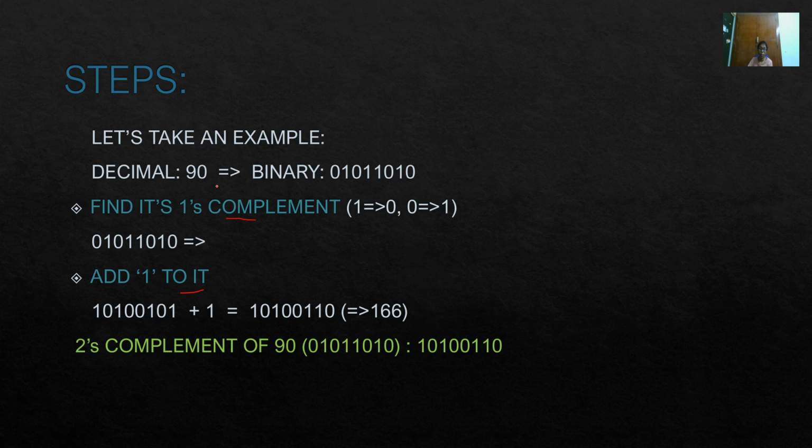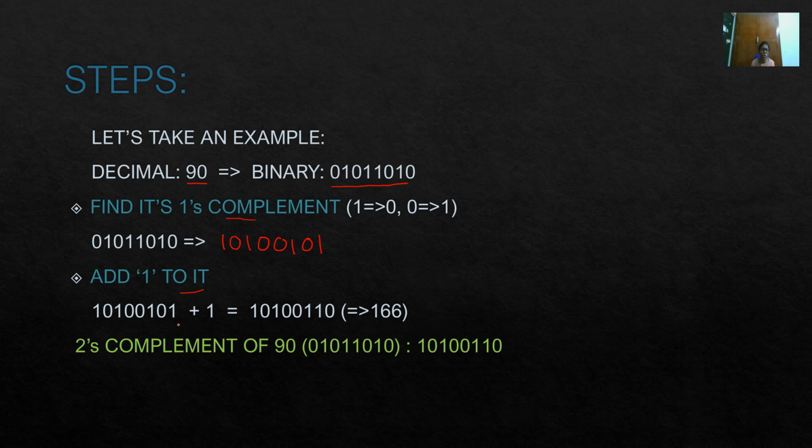Let me explain with an example. Let's take a number 19 and its binary form is 01011010. So the first step is finding its ones complement, which is converting the ones to zeros and zeros to ones. So let us do it. So here it becomes 10100101. This is the ones complement of the number 19.